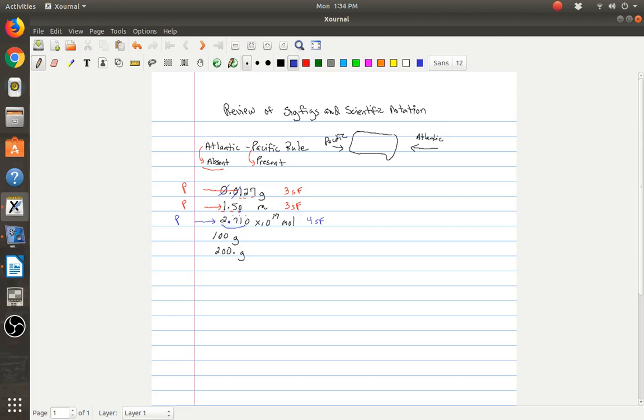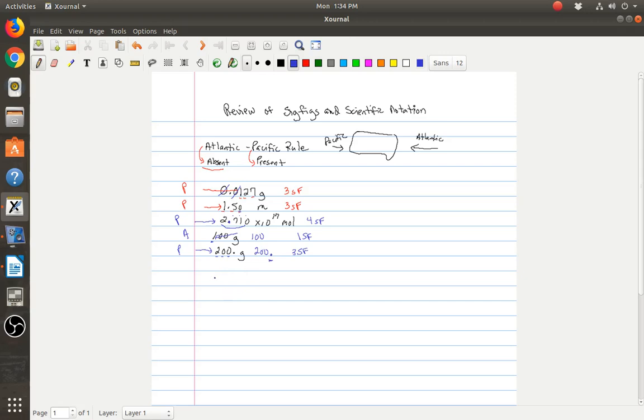Okay, now this one's absent. So you're going to come in from the Atlantic and you go through the zeros. You hit the first non-zero number and it has 1 significant figure. And this one, it's present, so we're going to come in from the Pacific, hit the first non-zero number and count 1, 2, 3, 3 significant figures. I want you to notice here, this is the number 100 and this is 200 with a decimal. That decimal made all the difference. The 200 has 3 sig figs and not 1.